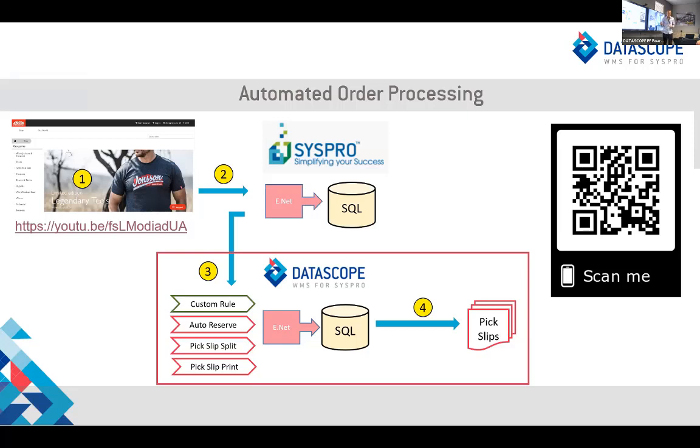Then if we have a look at the WMS side, what did they use? What did I use in that example? Basically, there's a couple of elements.